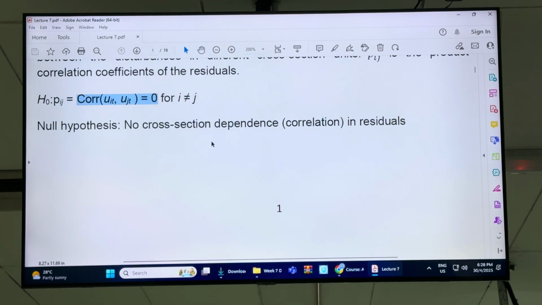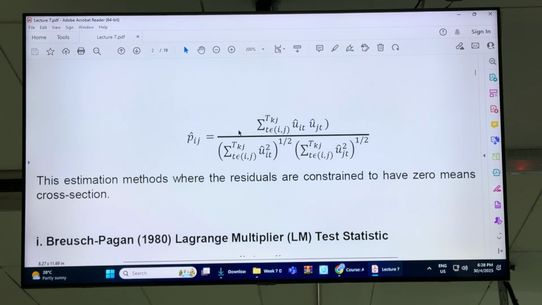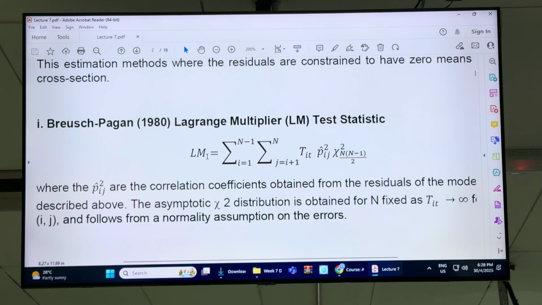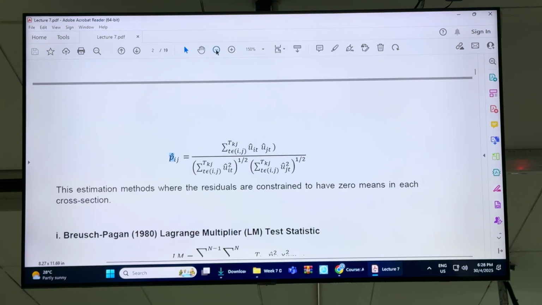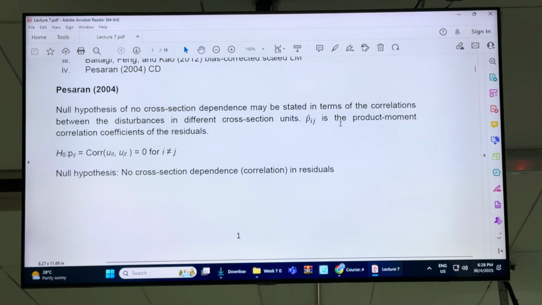How do we test this correlation? Actually, we have to form this first. What is this rho for? Actually, this is not P, see, a bit smaller. So what does this rho stand for? It's the product moment correlation coefficient of the residuals. As you observe, the rho appears in all the test statistics. So it refers to the product moment correlation coefficient of the residuals.